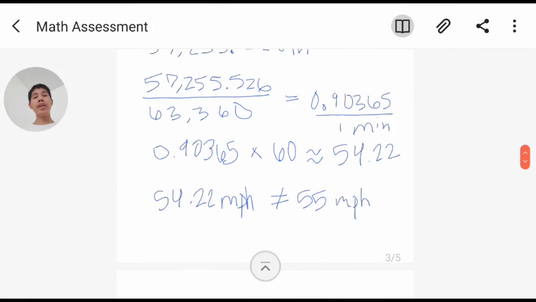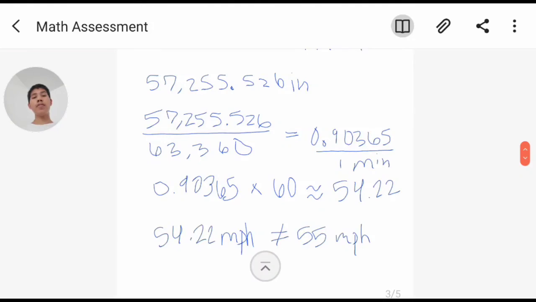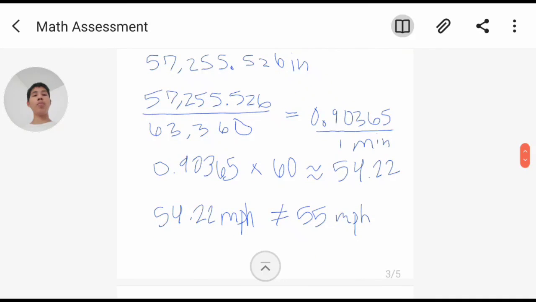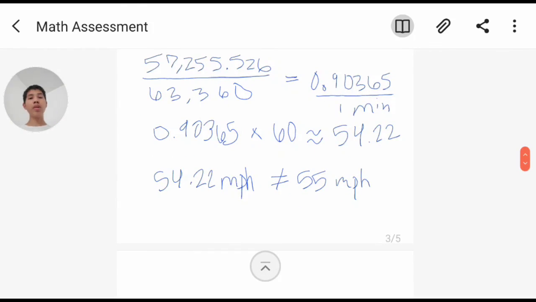Now, we can divide it by 63,360 inches, since there are 63,360 inches in 1 mile, and we're trying to figure out miles per hour, so our outcome would be 0.90365 under 1 minute.